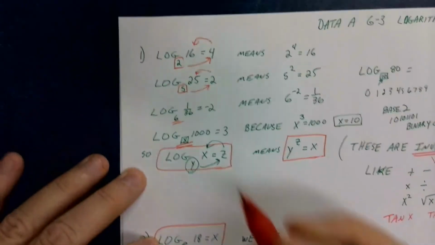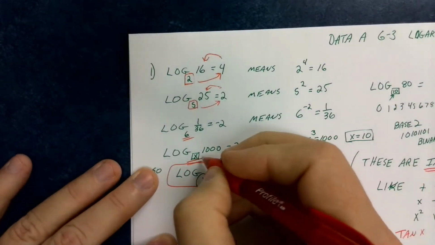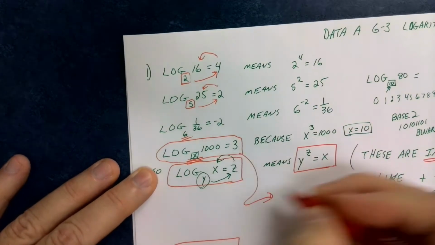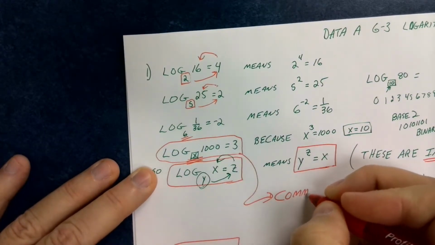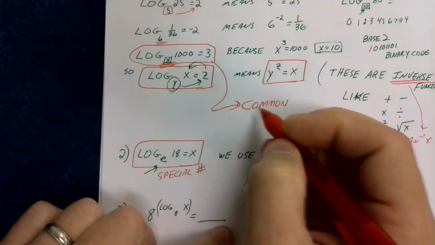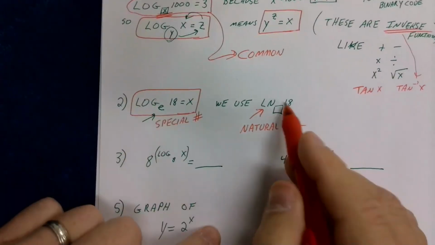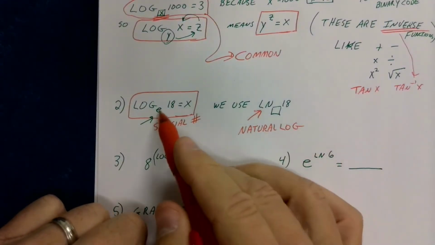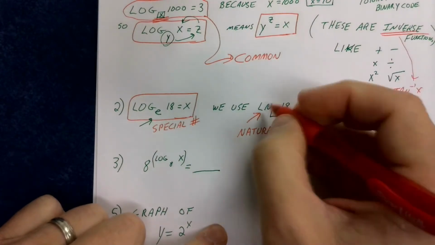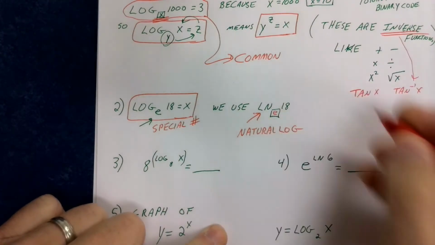Back up here, this base of 10 is called a common log, because it's the most common one, because again, humans have 10 fingers and 10 toes. A natural log is a base of e, so we use these letters ln. So if I don't have a base written, that's what it's doing.